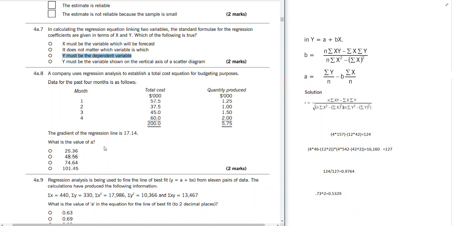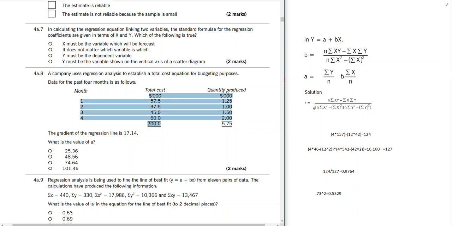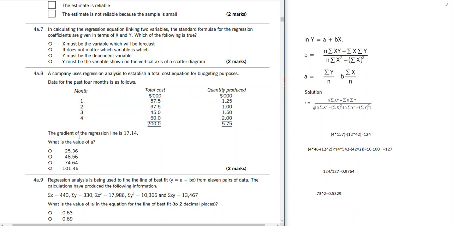What is the value of A? A company uses regression analysis to establish the total cost equation for budgeting purposes. Data for the past month is as follows. We have month, total cost, and quantity produced. The gradient of the line is 17.14. Remember, the gradient of the line is that variable bit, which means B.